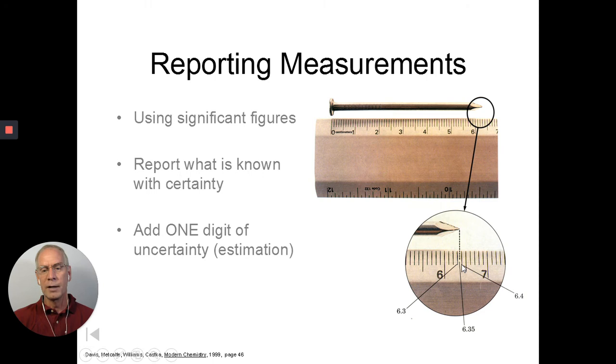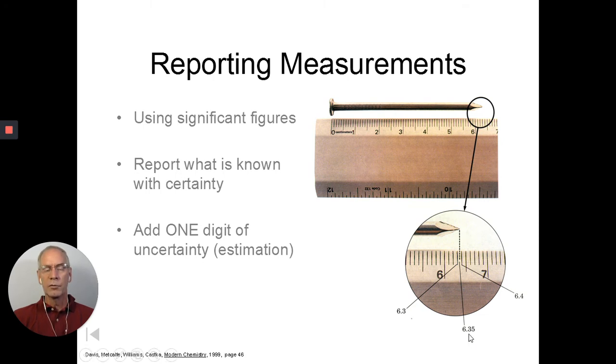Now 0.1 is not a very good estimate, but I couldn't mark it wrong if that's what you put. I could have also called it 6.39 centimeters. Again, the 6.3 is known with certainty, and if I estimate that as 9/10 past, it's a terrible estimate, but I have to give you credit.